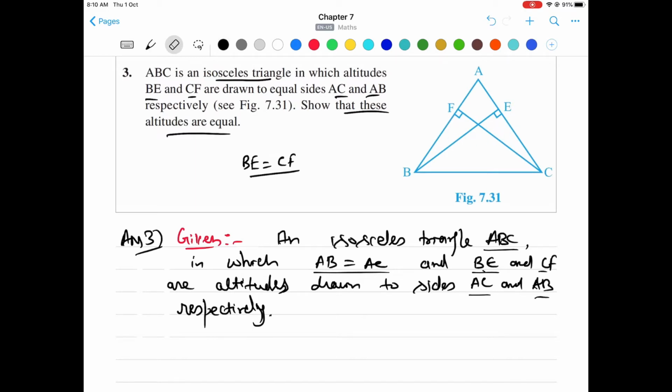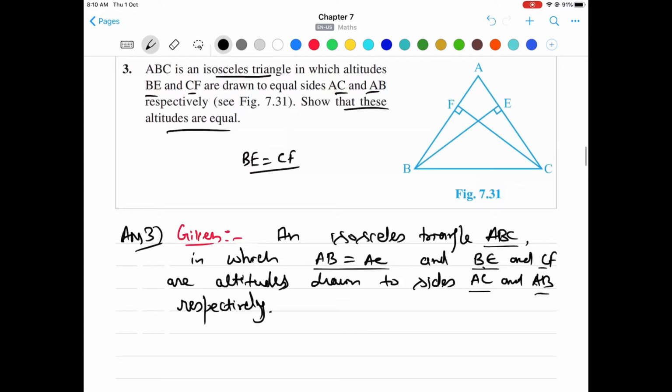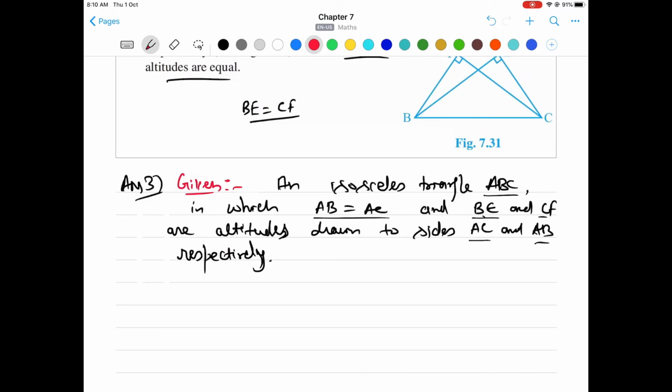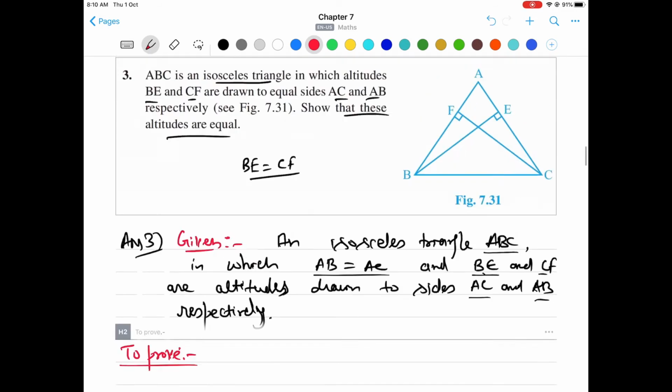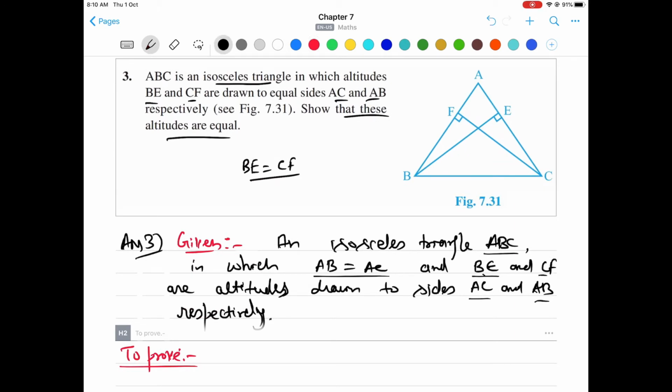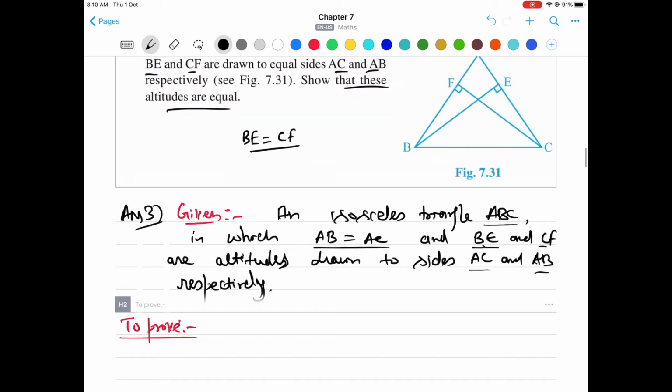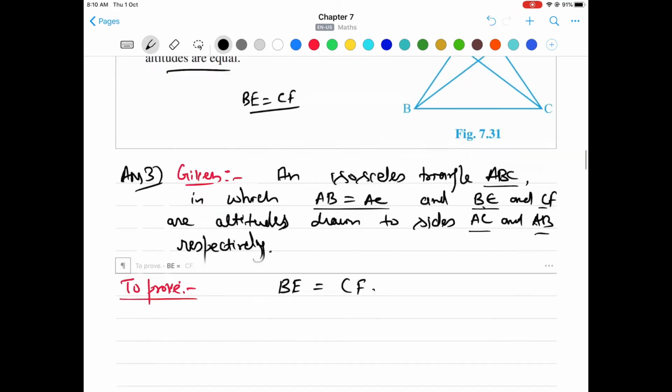Okay, so let's start its proof now. First we'll write the given part. After that we'll write what we have to prove. We have to prove here that altitudes are equal. That means altitude BE is equal to CF. Okay, let's start now its proof.